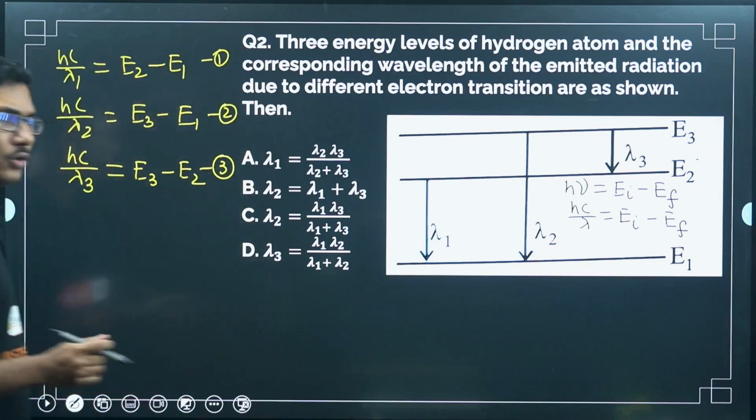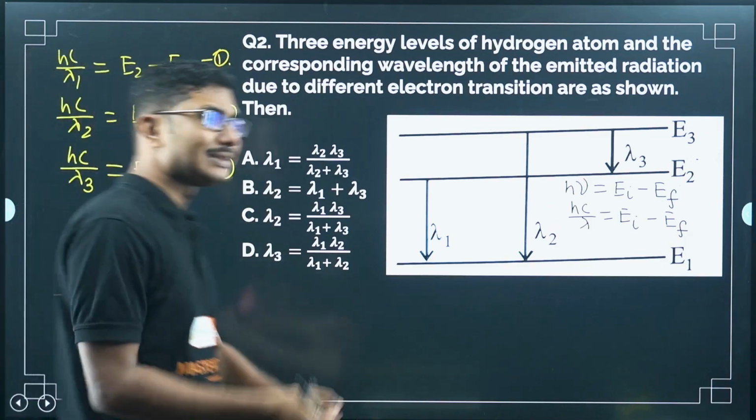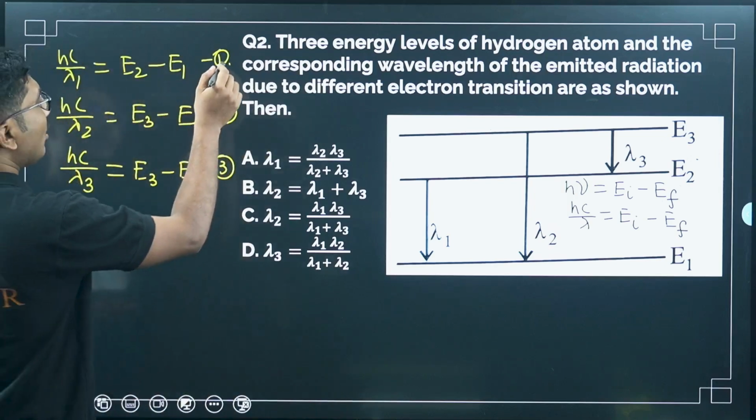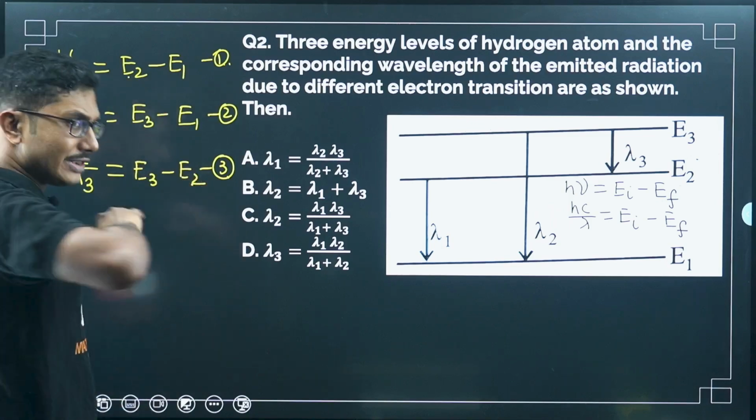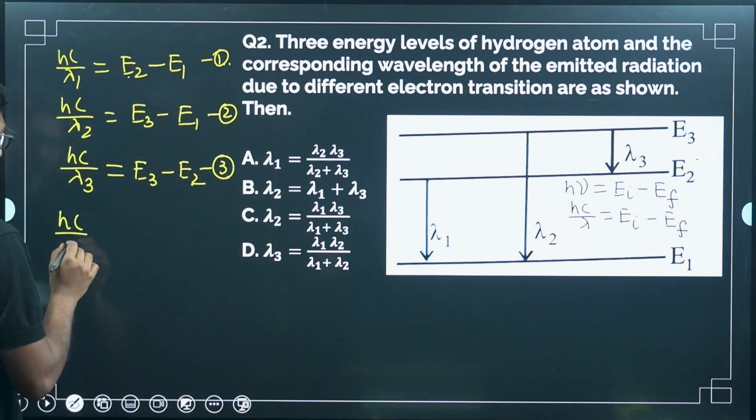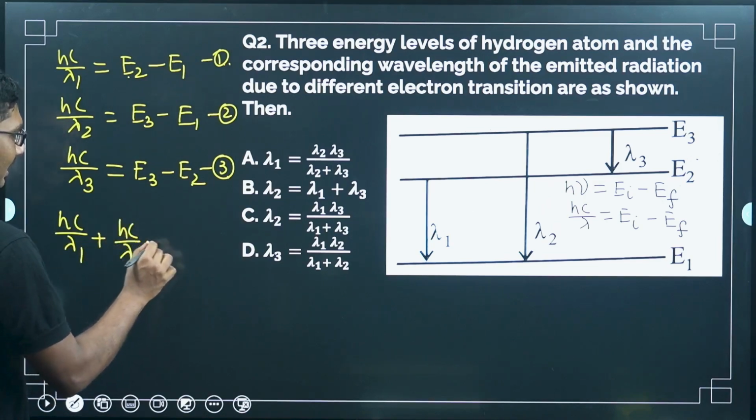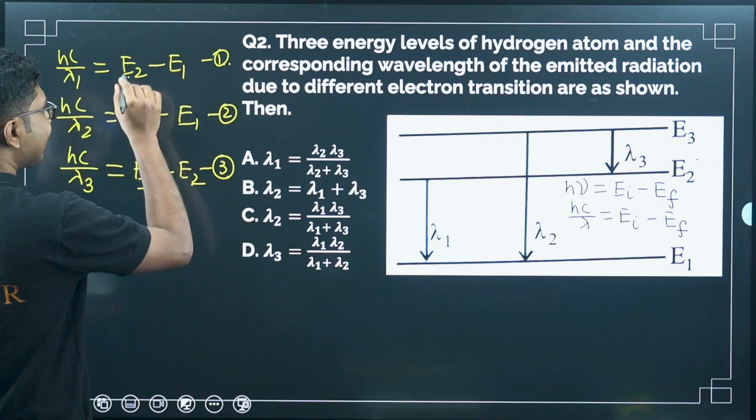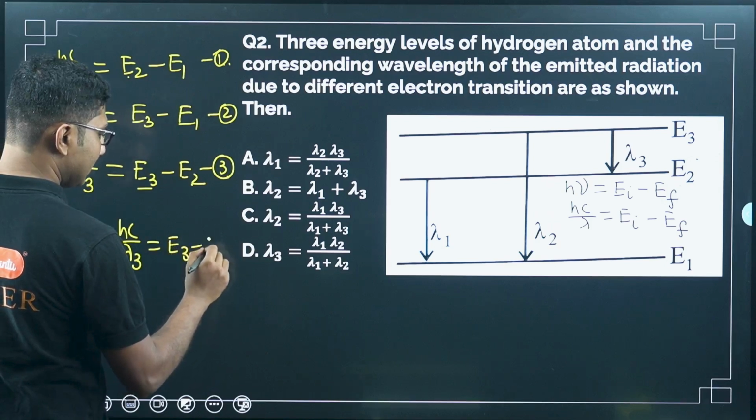Suppose this is equation 1, this is equation 2, and this is equation 3. Now if we add 1 and 3, you have to analyze the equations and realize what you can add. You will see that E2 will cancel. E2 is the in-between level, so it cancels out. So hc by λ1 plus hc by λ3 equals E3 minus E2 plus E2 minus E1. E2 will cancel.